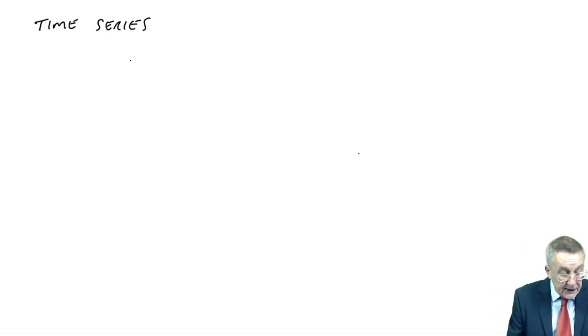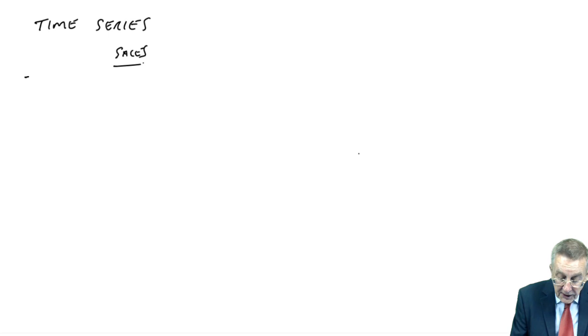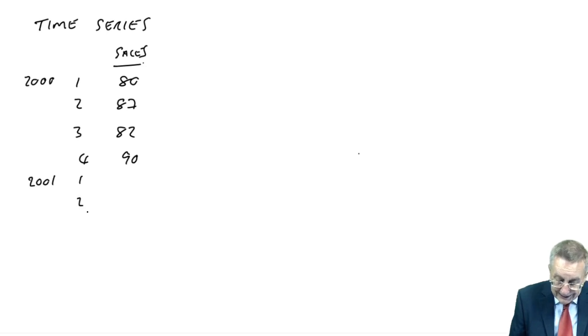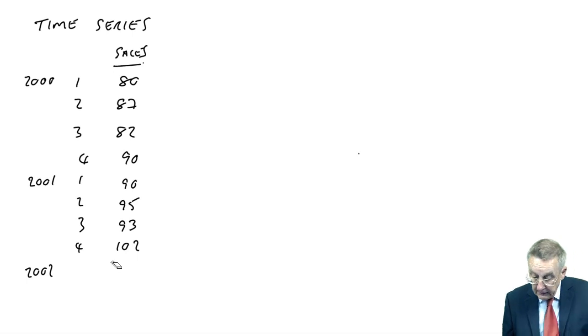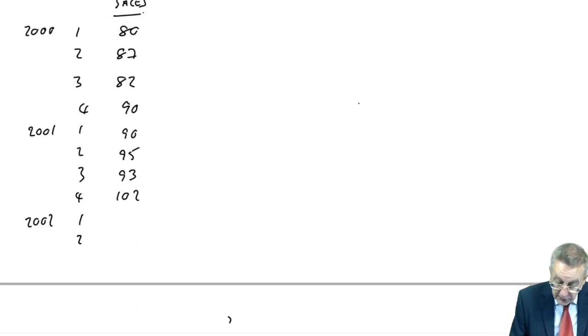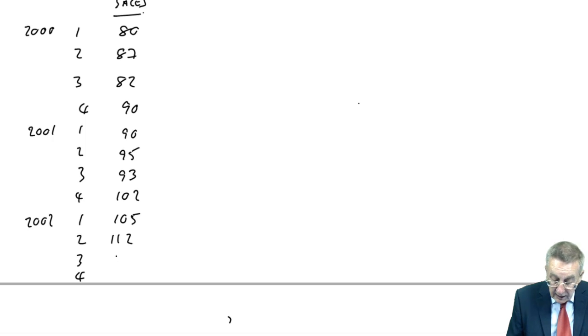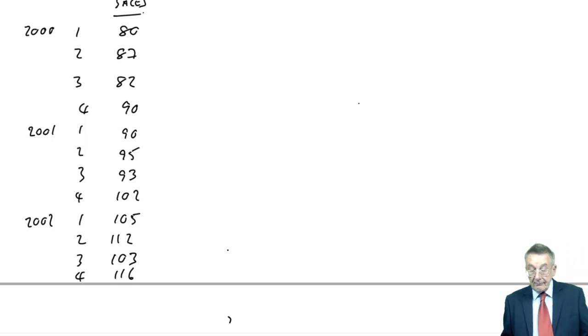First of all, let's list our unit sales as a column. In order, so first year's 2000, quarter 1 was 80, quarter 2, 87, quarter 3, 82, quarter 4, 90. In 2001, 90, 95, 93, 102. In 2002, it's 105, 112, 103, 116. So there we are.